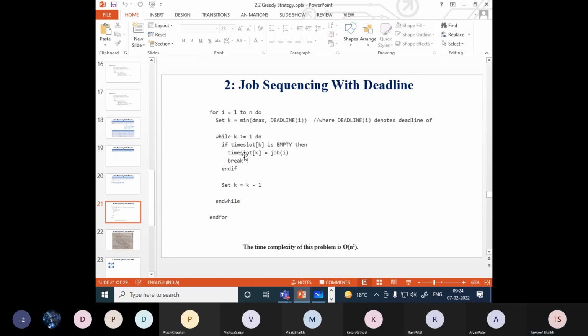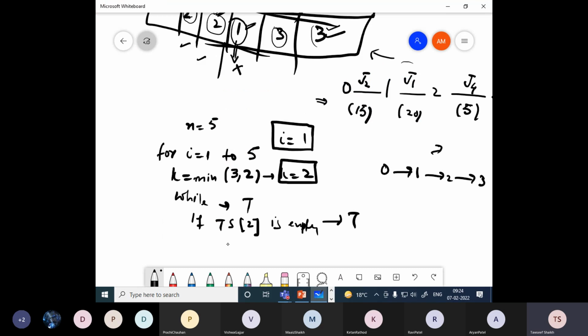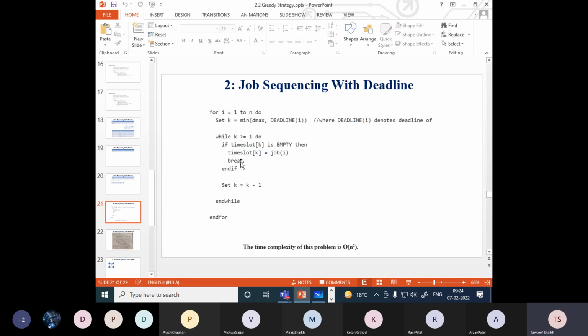We will go down. Time slot of k is equal to job of I. So if it is empty, it is true. Then time slot of 2, give it to job I. Job I means job of 1. So this time slot of 2, which is from 1 to 2, give it to job 1, and job 1 is our J1. When all those conditions are true, we break this loop and go outside this loop.